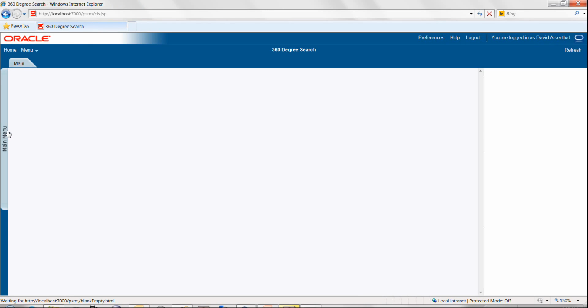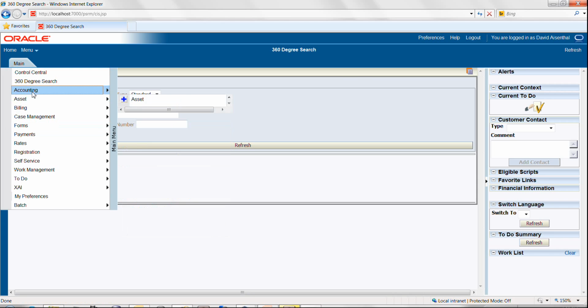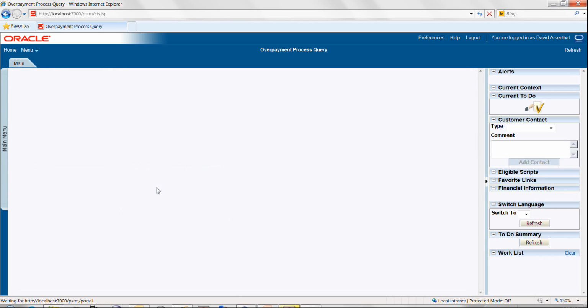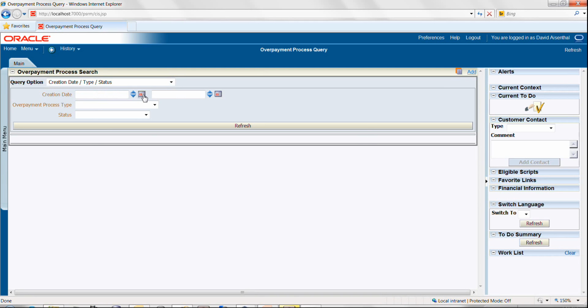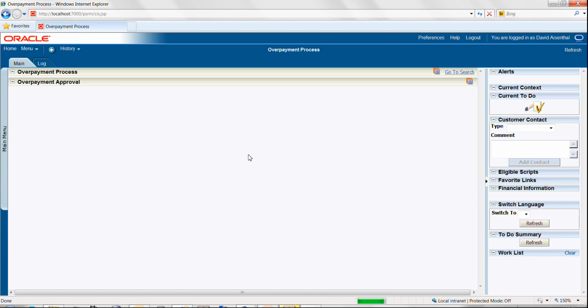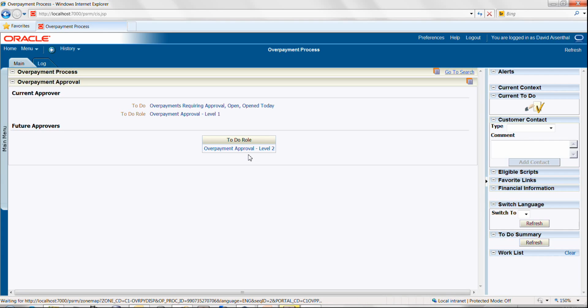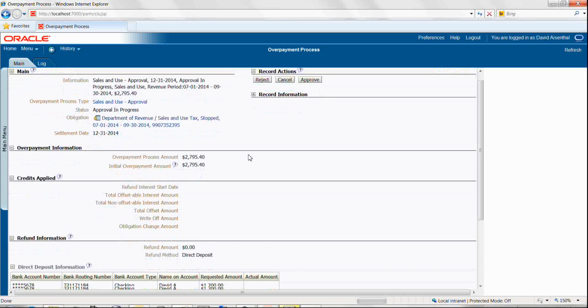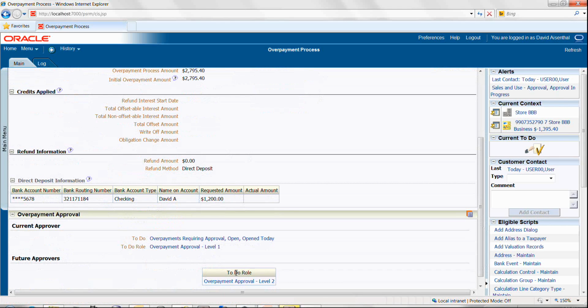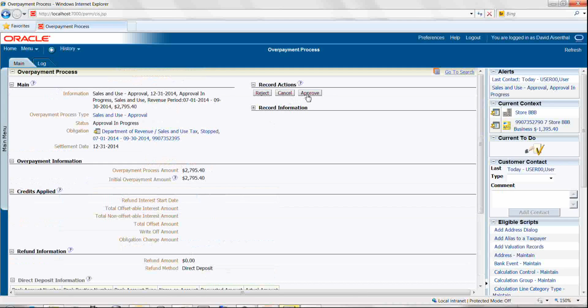I'm going to find that overpayment process. It was a sales and use, and you should be able to find this one. It's approval in progress. In fact, you see that it needs to have multiple approval because it's above 1,000, so we're going to actually approve this first of all.